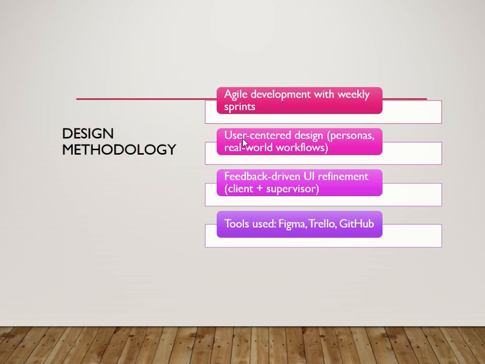To support our workflow, we use Trello for task management and GitHub for version control. This helps us keep development organized and traceable. We also use feedback-driven UI refinement from the client and supervisor. The tools we use are Figma, Trello, and GitHub.